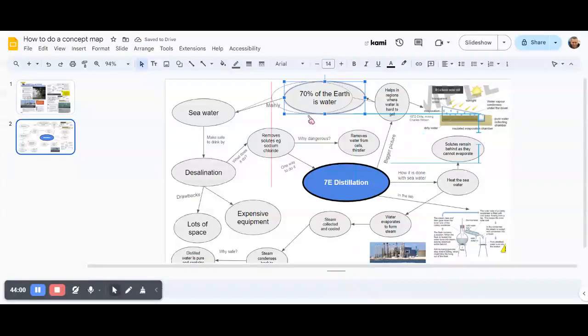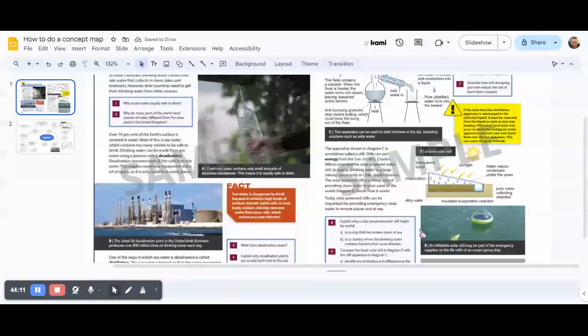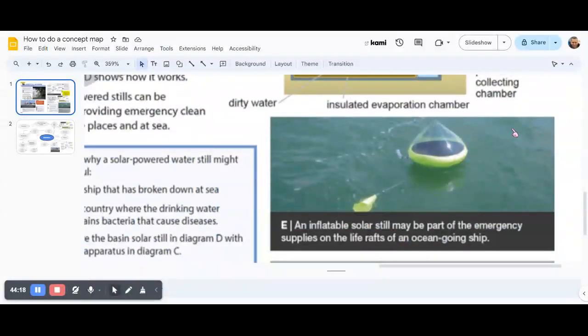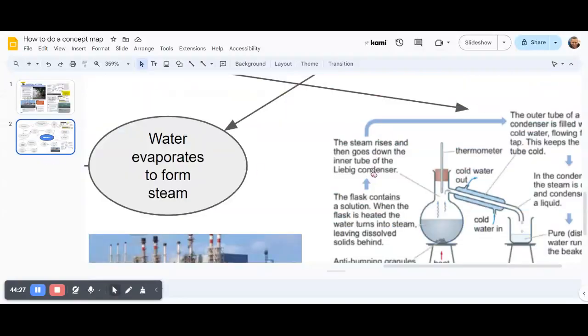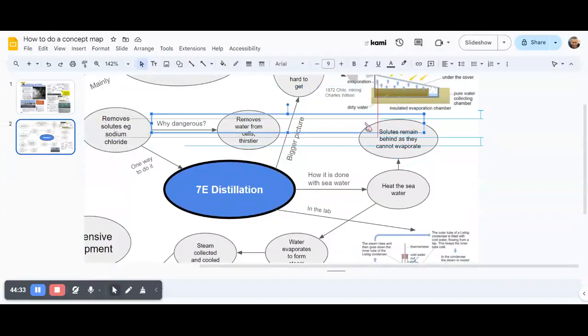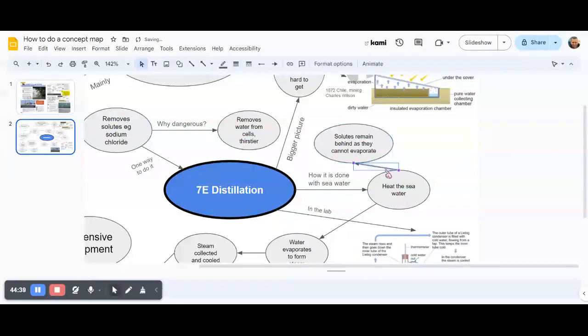And this part over here can go here. Now, I'd love to put a picture of the inflatable solar still. Because not only do you have the solar still, but it actually has it in water as well. So that could go into my concept map. So I'm going to put this over here. Oops. Put this bit here. And then move that across to here.